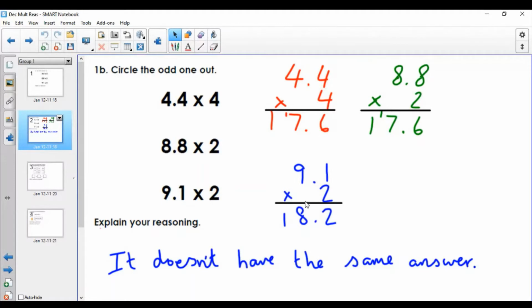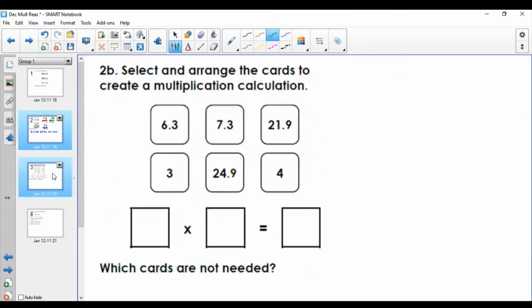Well, two of them are the same, one of them is different. So 18.2 is the odd one out. So I'm going to circle that one. And that was a product of 9.1 times 2. So I'll circle that as the instruction says. Explain your reasoning. It doesn't have the same answer. And that's that one. Problem solved.